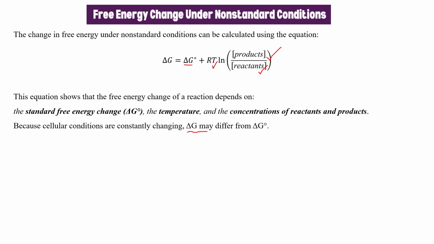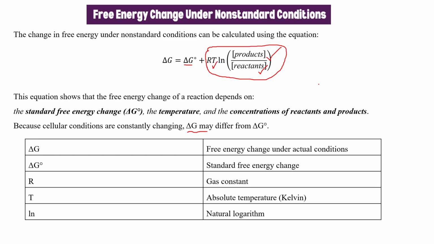Okay, let's move on. When the concentration of your products and the concentration of your reactants are the same, remember the whole of this term goes to 0. Then we have a situation where our change in Gibbs free energy is the same as our change in standard Gibbs free energy, meaning the reaction, or the process, is at equilibrium. So this is the Gibbs free energy change under the actual condition we are considering. This is the standard free energy change. This is the gas constant. This is the absolute temperature in Kelvin. And this is the natural logarithm, which is ln.